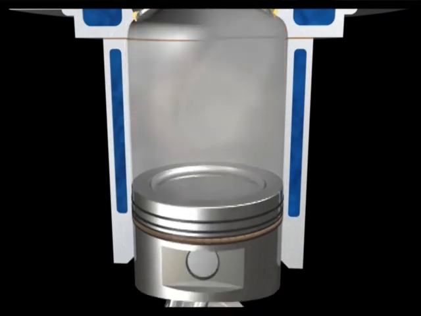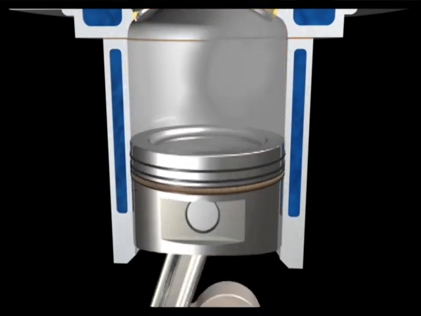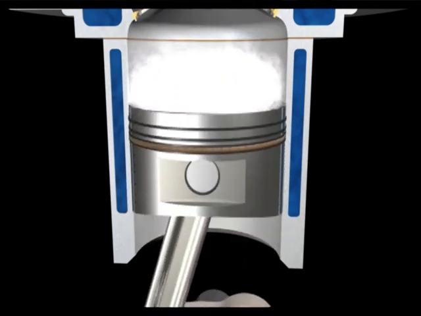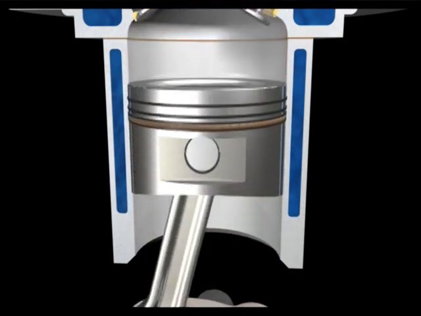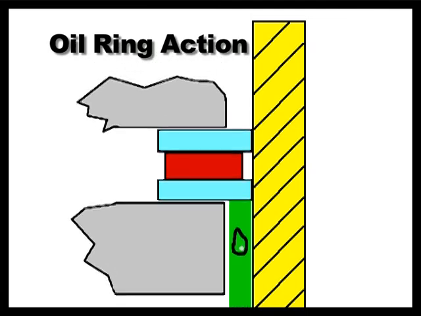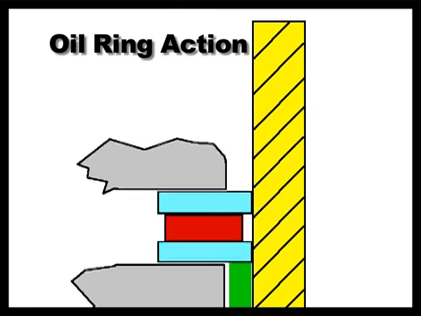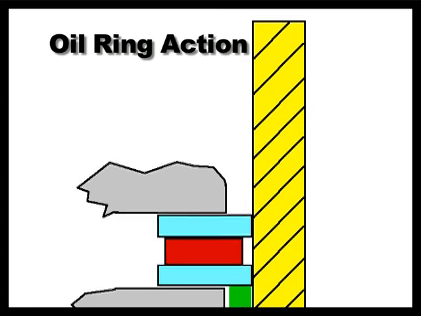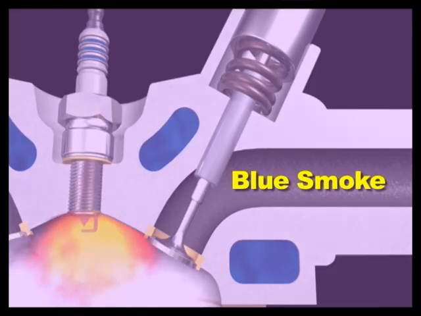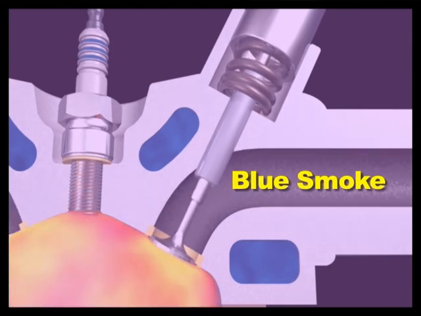The oil ring, also called a scraper ring, must remove excess oil from the sides of the cylinder wall. As the piston slides down, it squeegees off oil and returns it to the crankcase. Without an oil ring, oil could enter the combustion chamber and be burned. This would cause the engine to produce blue smoke.